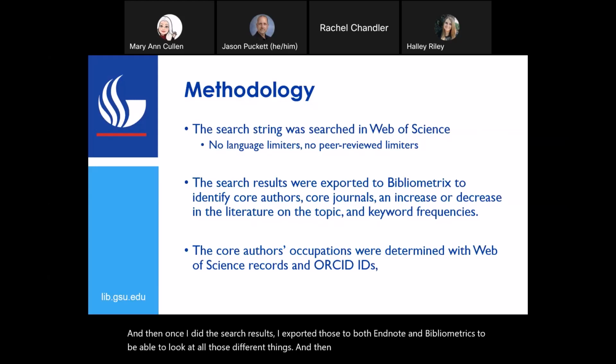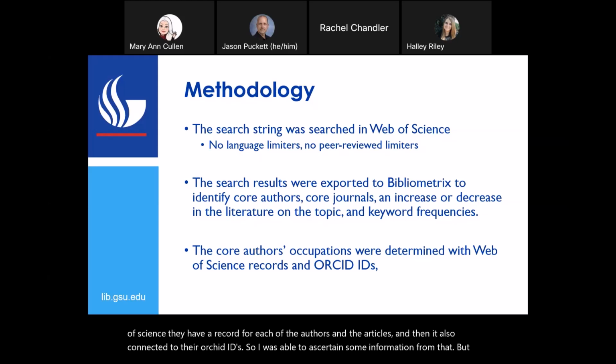And then another aspect of one of my research questions: when I found these core authors, I wanted to know about their occupations to see if I could determine if any of them were academic librarians. I did that because with Web of Science, they have a record for each of the authors and the articles, and it also connected to their ORCID IDs. So I was able to ascertain some information from that.